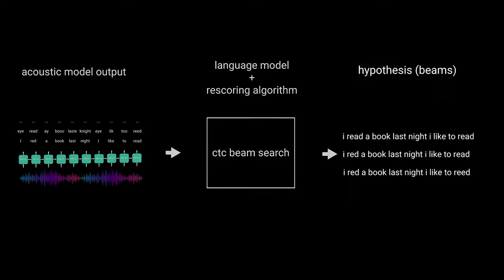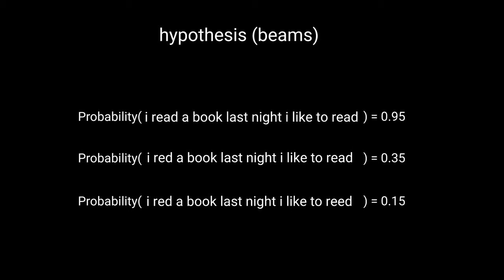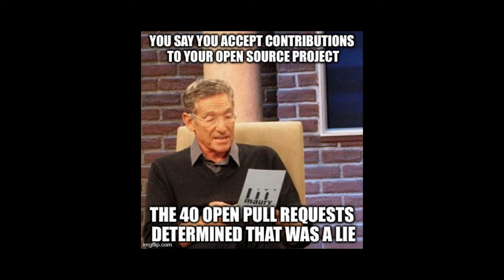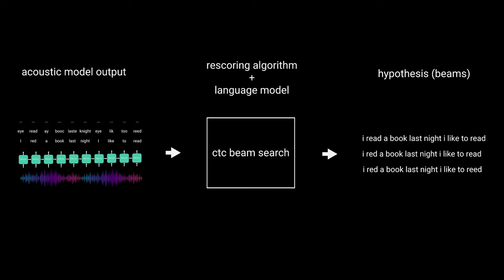During the beam search, if the language model sees that the word "book" exists in the transcription, it will boost the probability of the beams that contain "read," like reading, instead of "red," like color, because it makes more sense. This process will produce more accurate transcriptions. Thank the programming gods for open source code so we don't have to build the language model and the CTC beam search rescoring algorithm ourselves, which will save us a ton of time. So to sum it up, using a language model and a CTC beam search algorithm, we can inject language information into the acoustic model's output, which results in more accurate transcriptions.